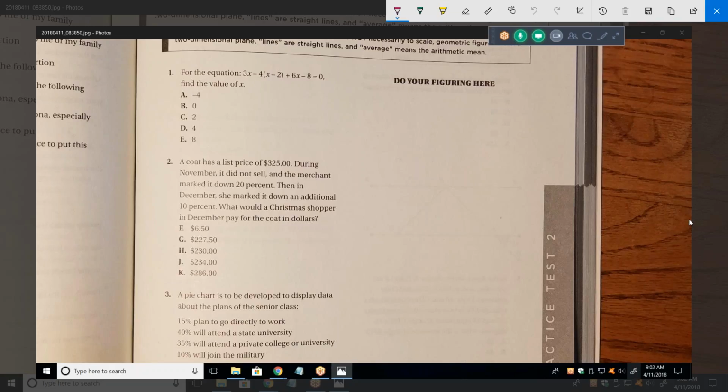So what's first step? You have to multiply the negative 4 into the parentheses. Yes. What I call the first step is getting rid of the parentheses. And you get rid of parentheses by distributing. Okay. So you tell me what to write. So then it would be 3x minus 4x plus 8 plus 6x minus 8.